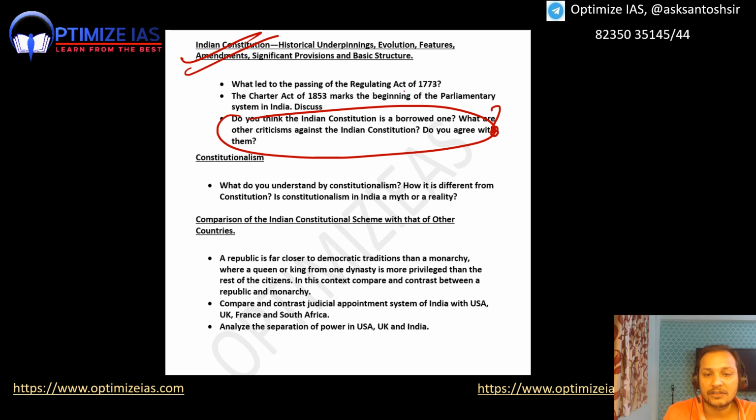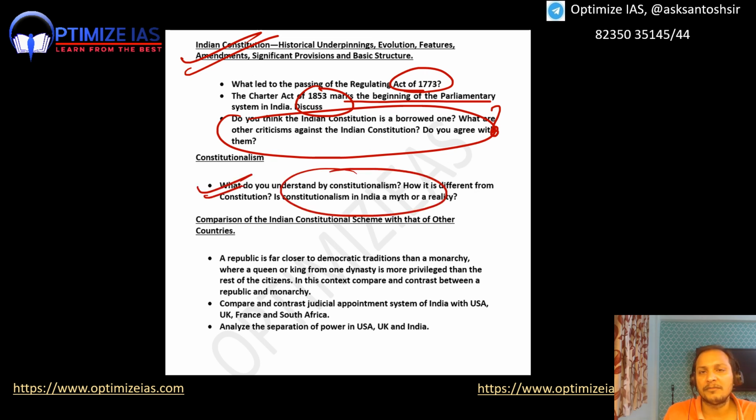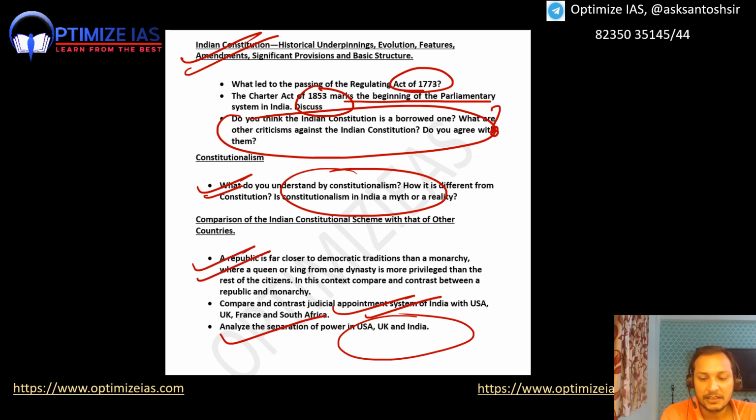Or they can ask you about 1773 and 1853. 1853, how does it lead to the parliamentary system? There can also be a question on constitutionalism, Indian constitutionalism, myth or reality. Then in comparison of the Indian constitution with other constitutions, there can be a question on comparison of the judicial appointment system of India, US, UK, France and South Africa. Or there can be a question: analyze the separation of power between UK, US and India. Or a question on republic versus monarchy.